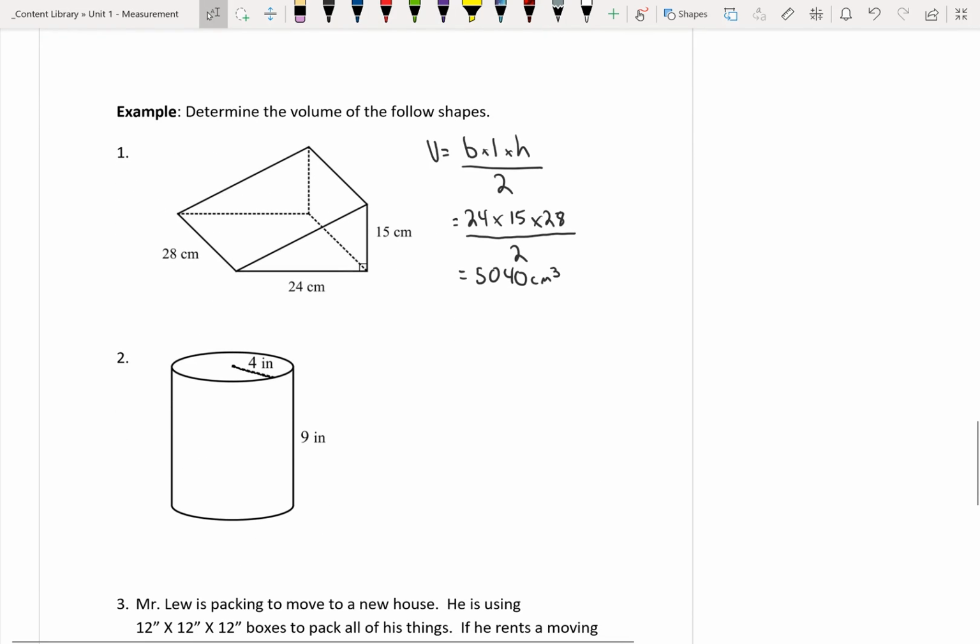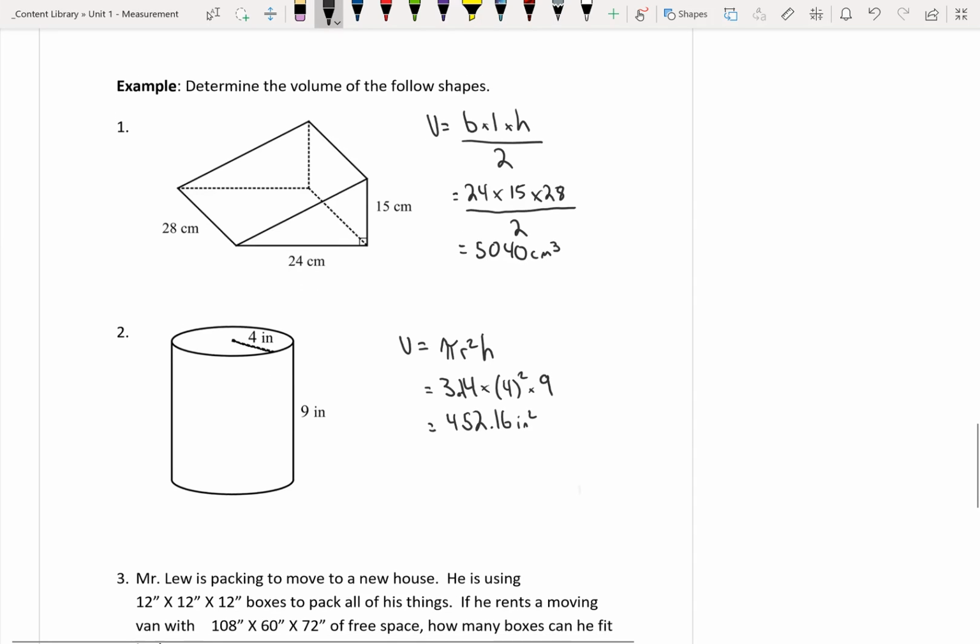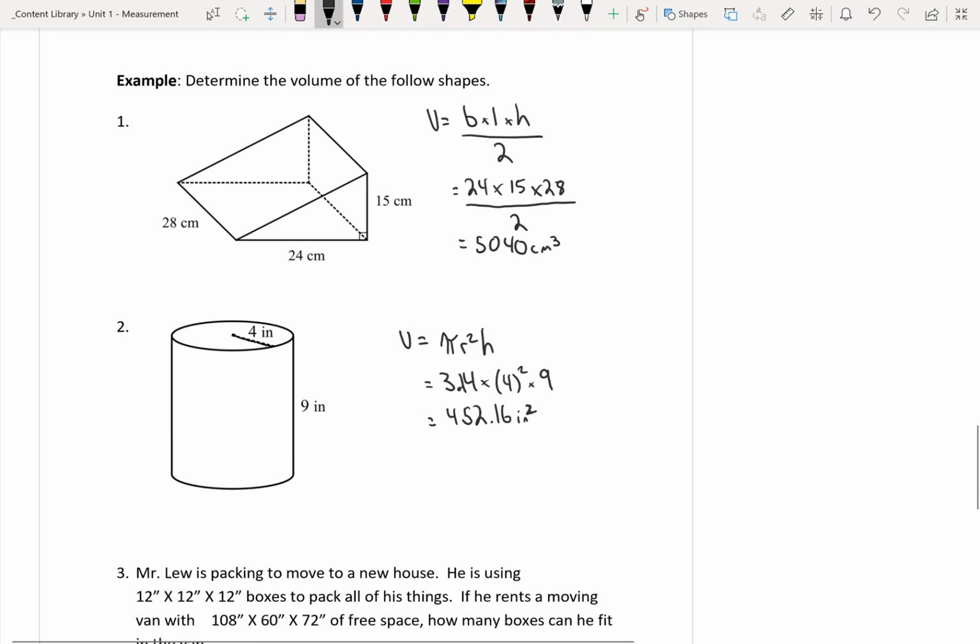For example 2, I have a cylinder. The formula for volume is V equals pi r squared h. Pi, we remember from last note, is 3.14, times the radius, which I can see in my circle is 4, so 4 squared, times the height of my object, which is 9. When I multiply all those together, I get 452.16 inches cubed, which would be my volume. And remember that the volume needs to have cubed.